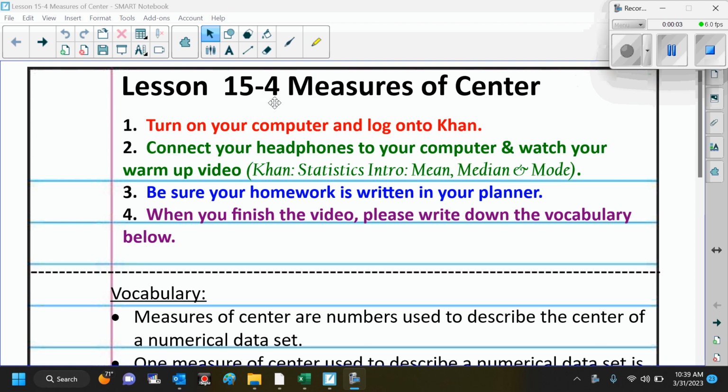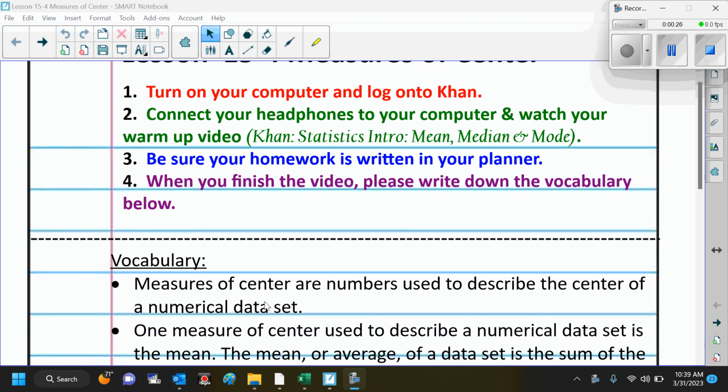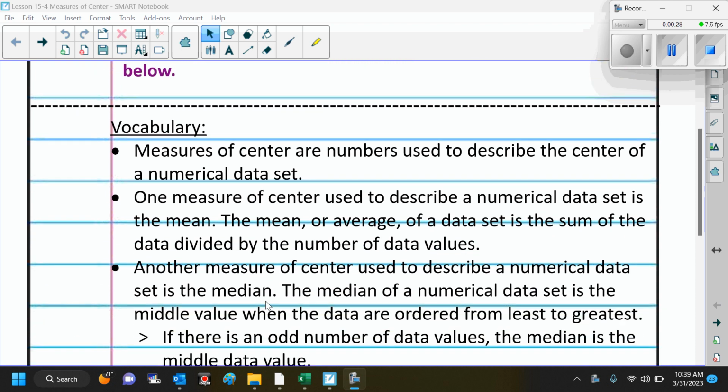Today's lesson is 15-4, which is measures of center. Now, measures of center are mean, median, and mode. The first thing we want you to do is watch the video in Khan called Statistics Intro, and it's on mean, median, and mode. Then when you finish watching the video, make sure you write down the vocabulary listed here.